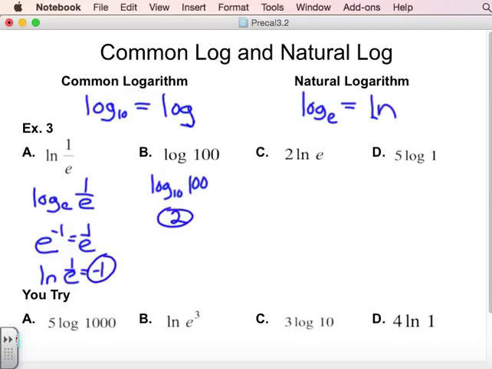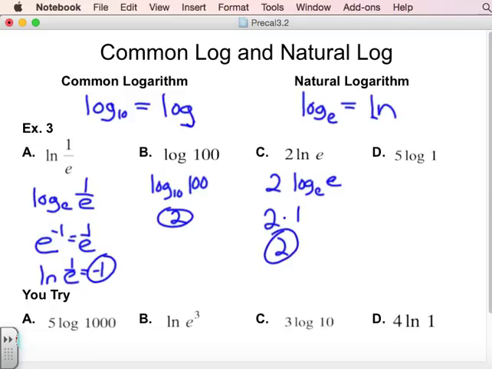Okay, next one, I've got 2 ln of e. So the ln is really, remember, log base e of e. So what would I raise e to, to get e? Well, obviously that's 1. So it's really 2 times 1, which is 2. All right, there's your answer for C.